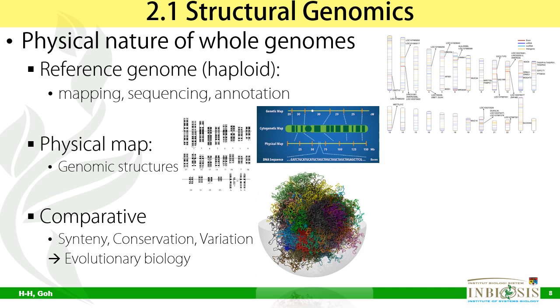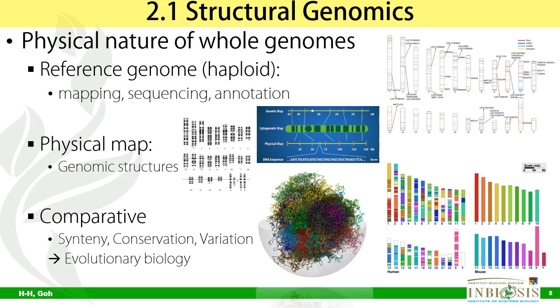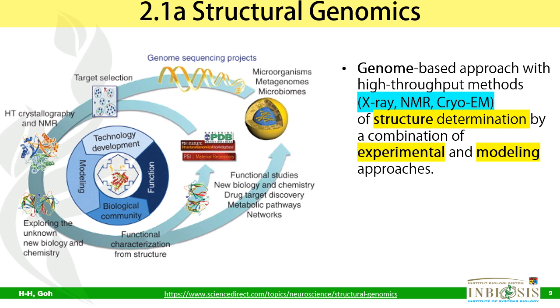Lastly, structural genomics also includes comparative genome analysis to identify synteny, which is the conserved relationship in the gene order, as can be seen in the figure of the mouse chromosome segment conserved in human chromosome. This is the mouse, this is the human. And this study of genetic variation is key to evolutionary biology.